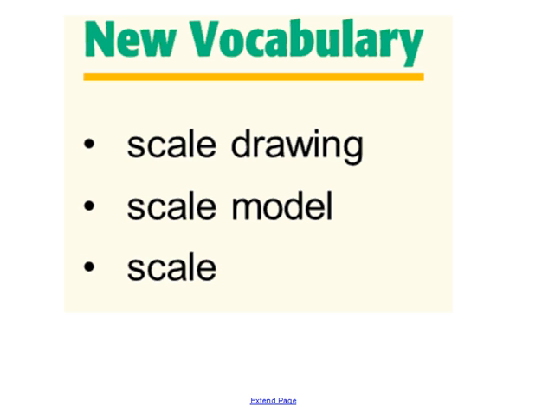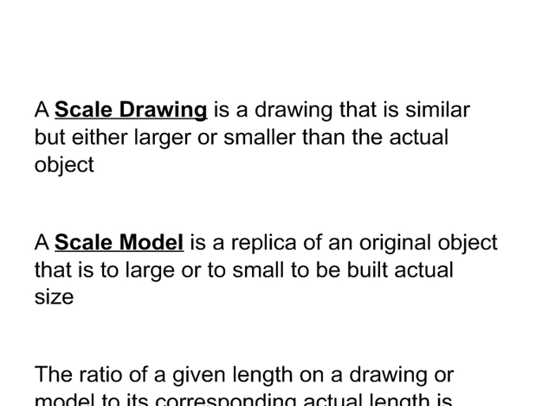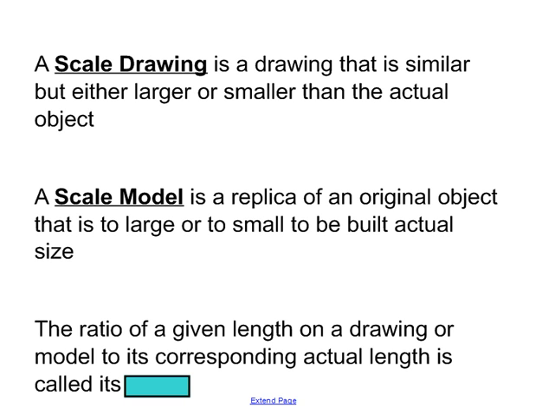Well, we've got a few terms that we've got to get the definitions down to. We've got to learn what a scale drawing is, we have to learn what a scale model is, and we have to learn what scale or scale factor is. Some definitions here. A scale drawing is a drawing that is similar, but either larger or smaller than the actual object. And a scale model is a replica of an original object that is either too large or too small to be built in actual size. And the ratio of a given length on a drawing or a model to its corresponding actual length is called its scale. Let's jump right in and do a problem.